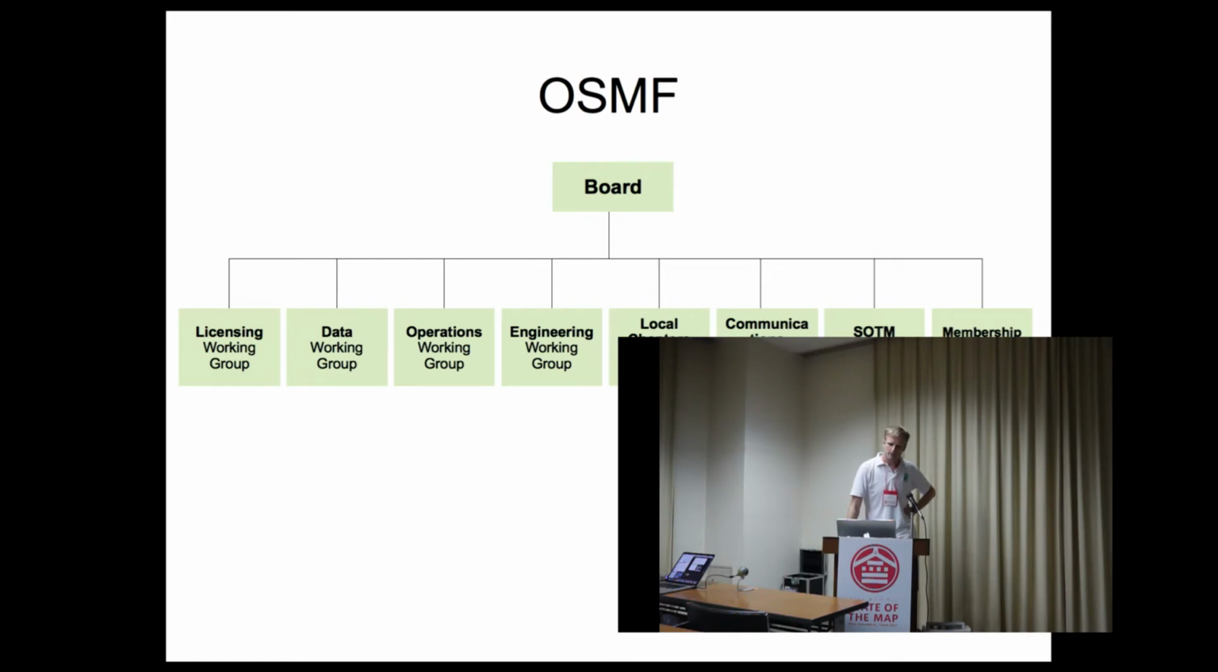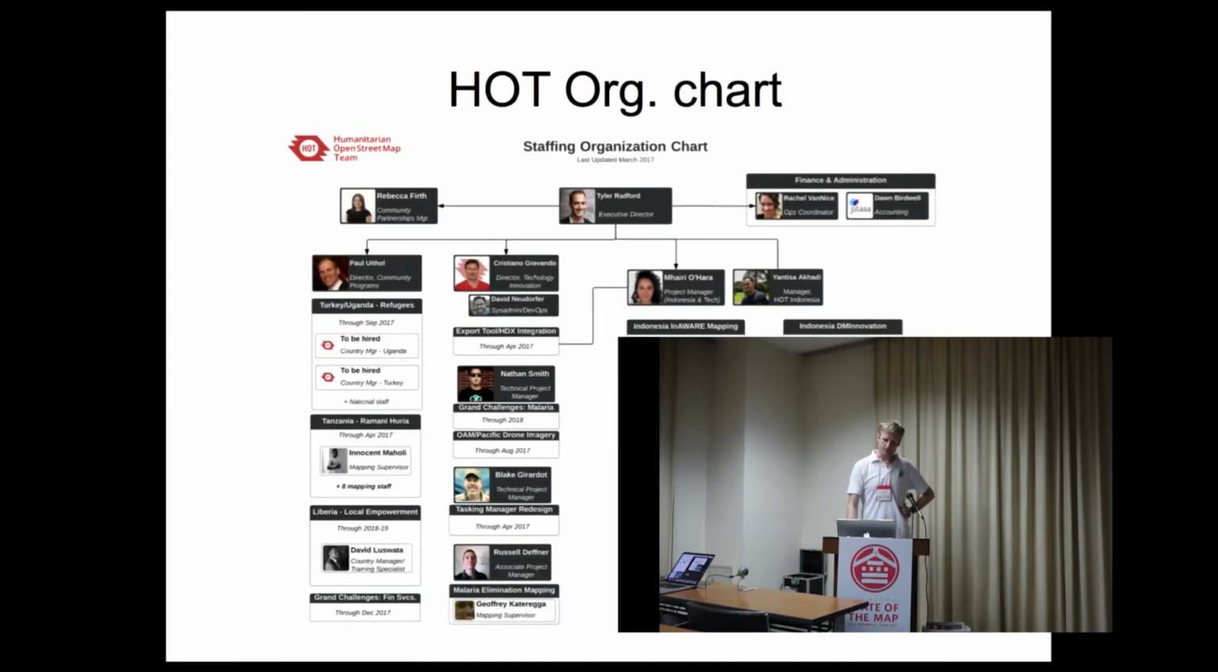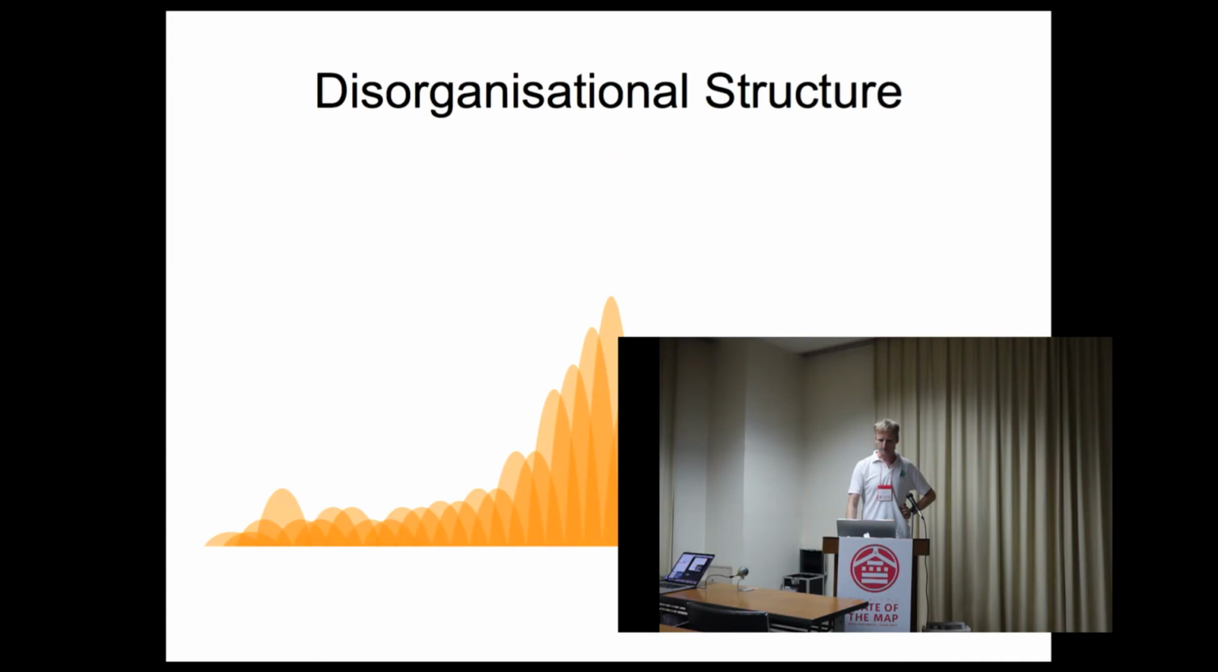But it gets me thinking, like, the trouble with this diagram and also the staff diagram of HOT is it's not really showing the volunteer community very well. So I was trying to think of a new way of showing a disorganisational structure. I kind of think of it like this, so it's more of a blobby blancmange.